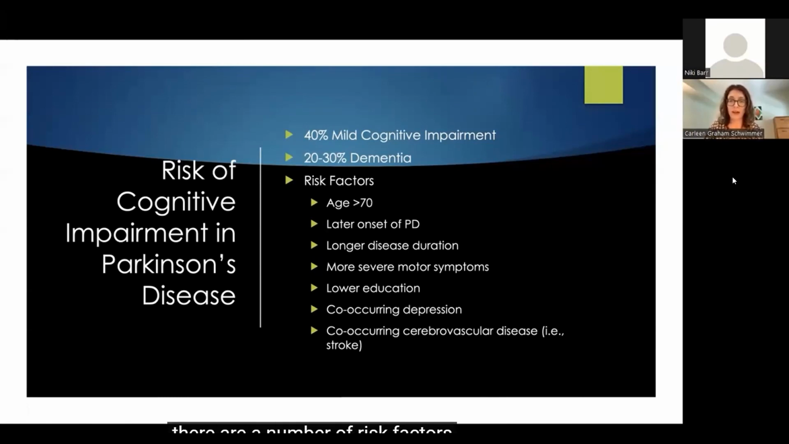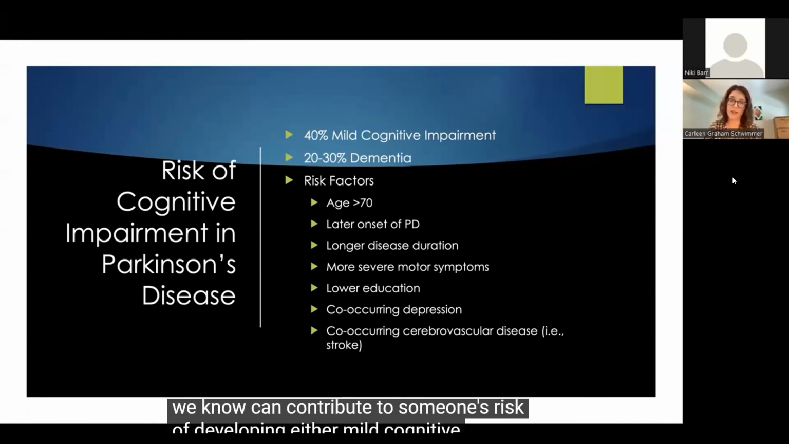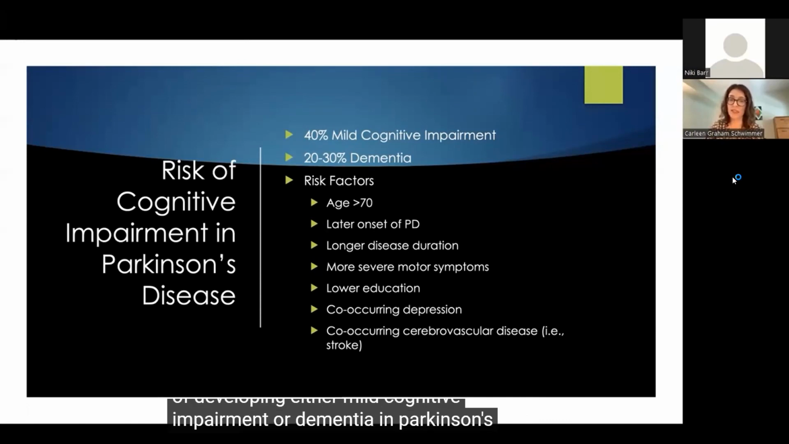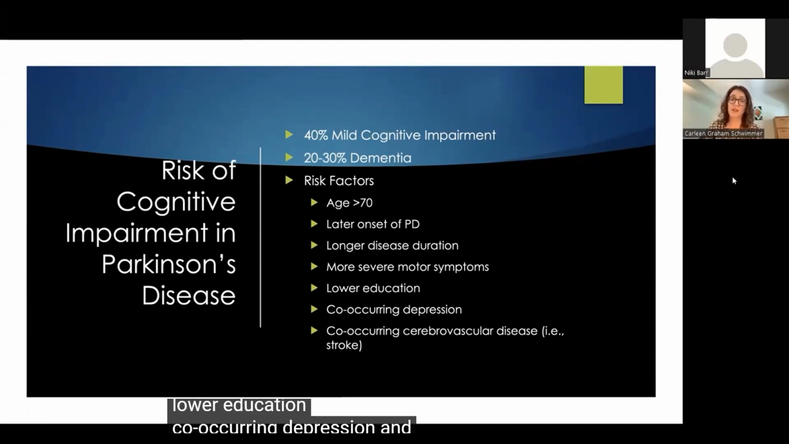There are a number of risk factors that we know can contribute to someone's risk of developing either mild cognitive impairment or dementia in Parkinson's disease, including older age, over the age of 70, later onset of Parkinson's disease, particularly over the age of 70, longer disease duration, more severe motor symptoms, lower education, co-occurring depression, and co-occurring, they have had like a stroke or other vascular changes in the brain.